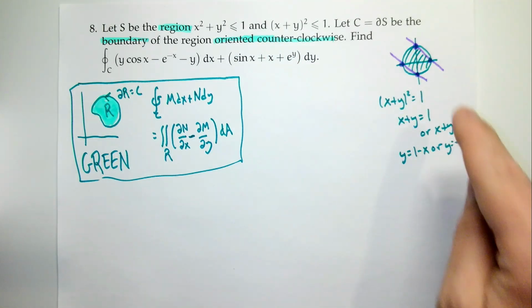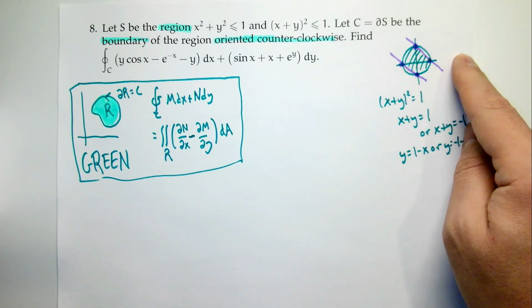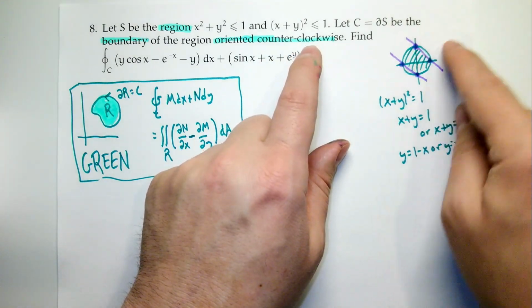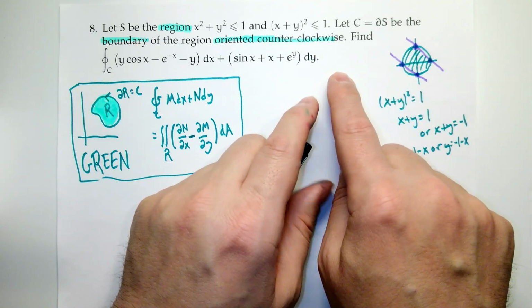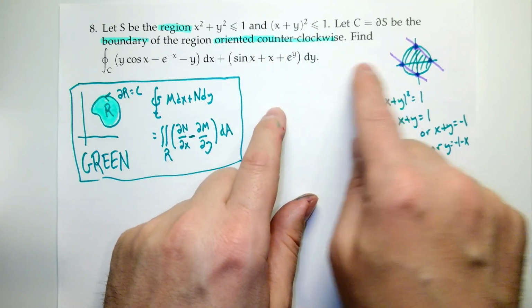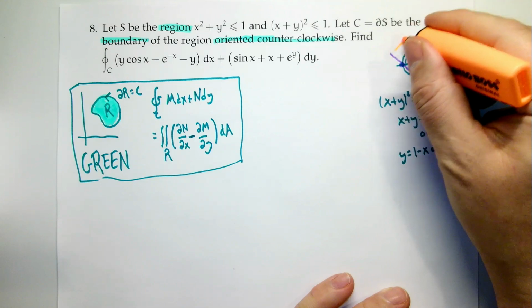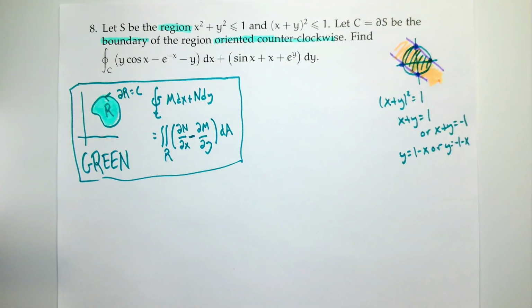If I choose a very large value, say on the x-axis, then x plus y squared will be big. So that says you don't include that part. If I choose a very large negative value on the x-axis, again, x plus y squared is big. We don't include that part. So that says we want to have the middle strip. That's what the x plus y squared less than or equal to 1 tells us.